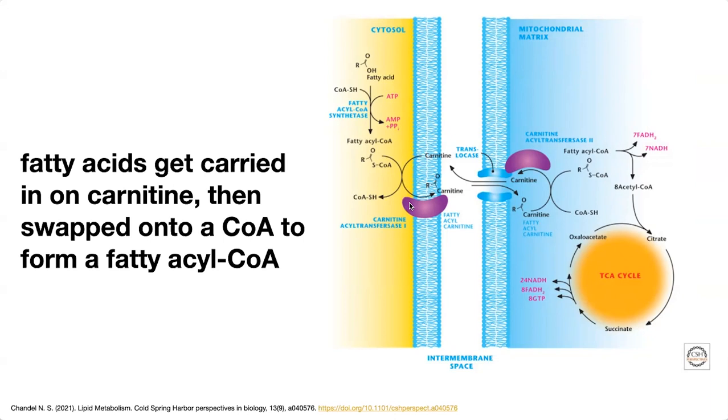Once you've swapped your fatty acid onto carnitine, you get a fatty acyl carnitine, which can then go through the translocase located in the inner mitochondrial membrane, giving you that fatty acyl carnitine in the mitochondrial matrix. Now we want to get the carnitine back. The fatty acid is going to be swapped back onto CoA to give us a fatty acyl-CoA. And then this carnitine is going to be sent back through so it can pick up another fatty acid.